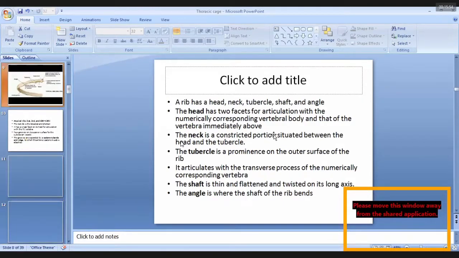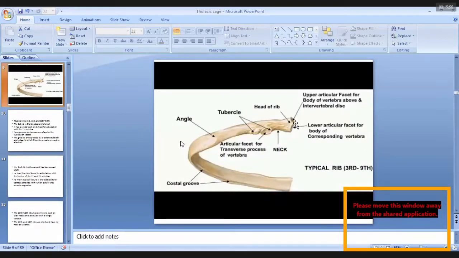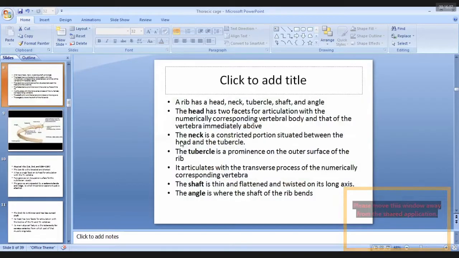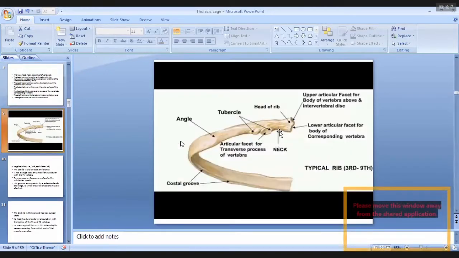See in this figure. This part is known as the head of the rib, and there are two facets, one for the corresponding vertebra and the second facet for the vertebra that lies above it. Then the second part is known as the neck of the rib, a constricted part that lies between the head and the tubercle.